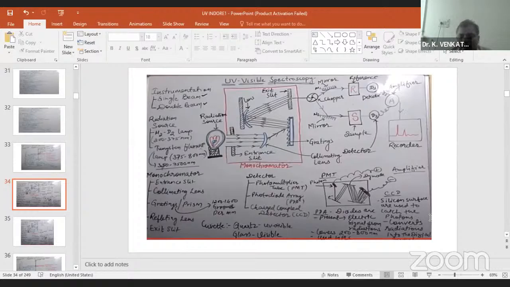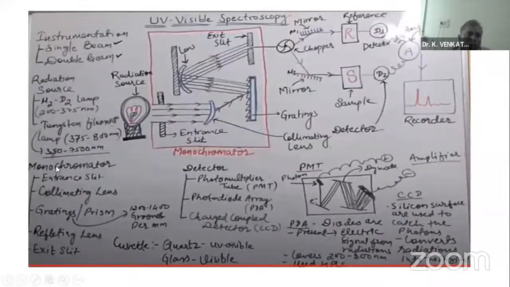So here we can see two types of instruments are possible: single beam and double beam. Using the single beam, there is one reference cuvette here and a sample cuvette here. That is for the double beam, and the single beam can also be used.